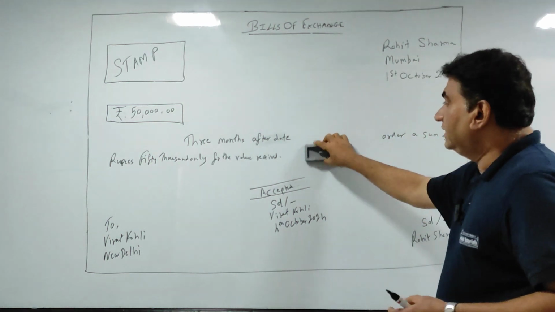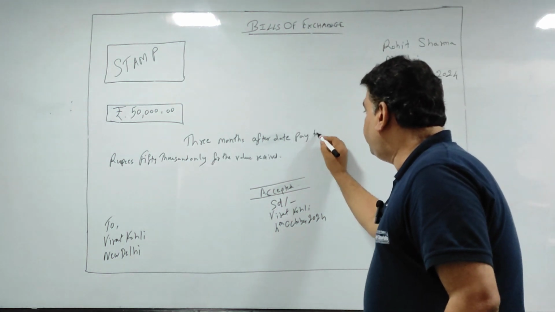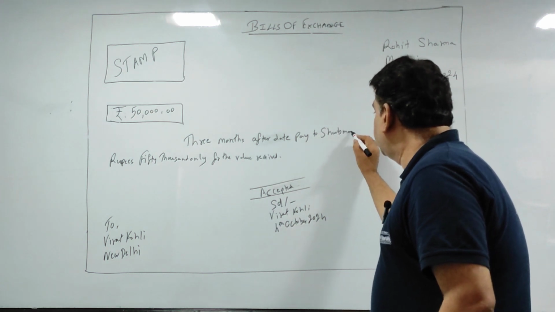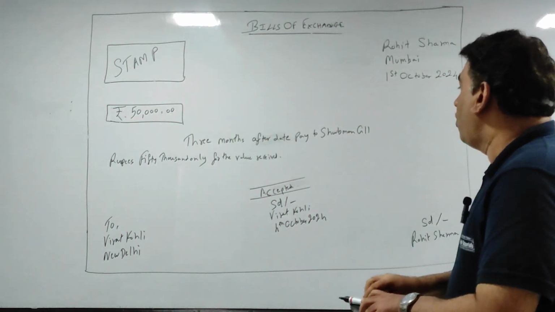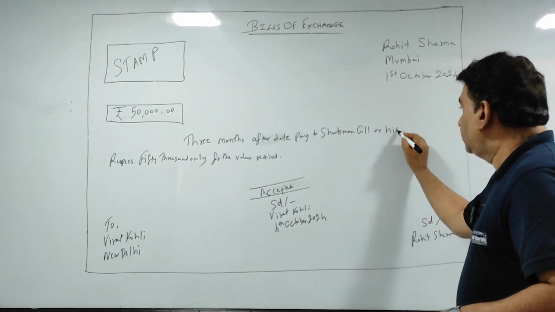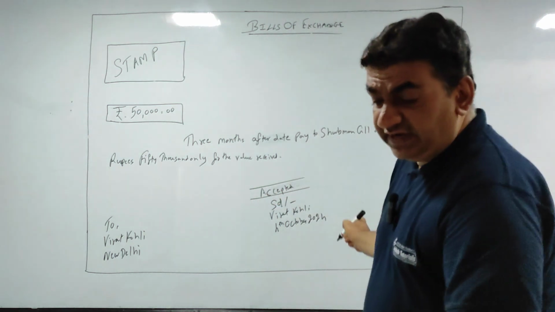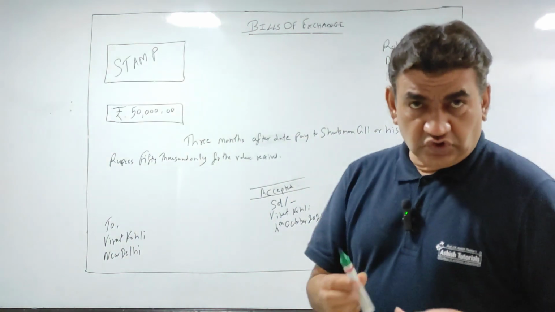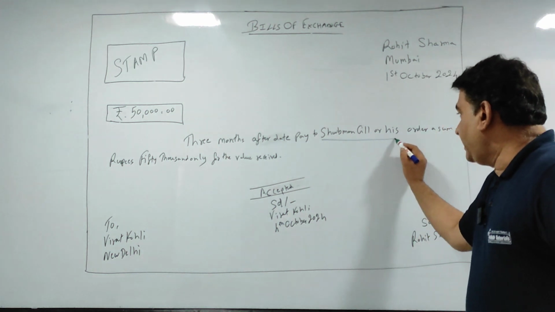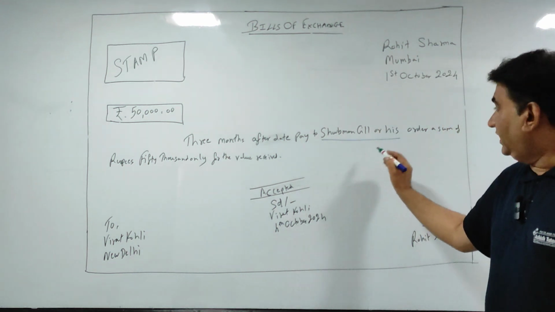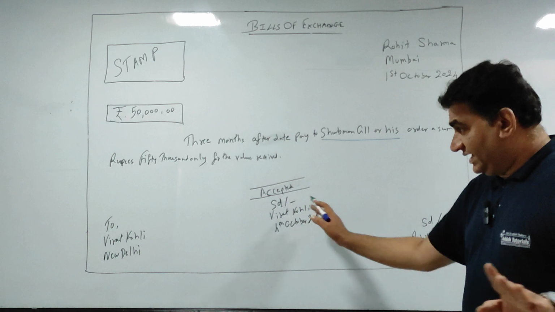If there is a third party, the words will change. 3 months after date, pay to Shubman Gill, pay to Shubman Gill or his order a sum of ₹50,000 only for the value received. So where there is a third party, instead of me or my, name of the payee or his, or agar female hai to her, male hai to his. So this is the difference. Rest everything remains the same.